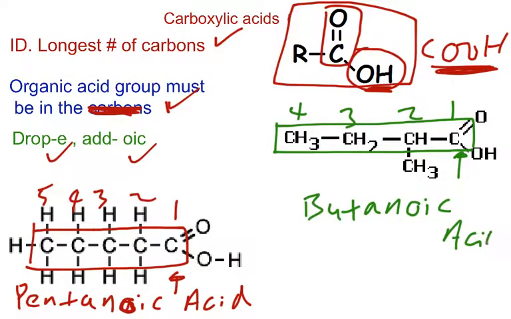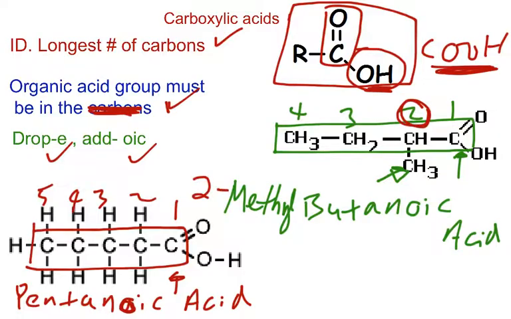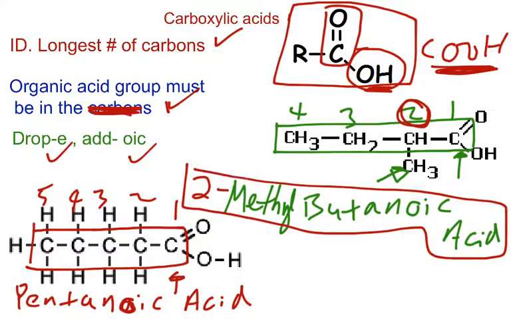acid. But we're not quite done here, because we notice we have a one carbon branch hanging on the side, which will be a methyl group. So we say methyl butanoic acid. And what carbon number is that methyl group hanging off of? Yes, it's hanging off of carbon number 2. So we simply say 2-methyl butanoic acid. And that's the name of that guy over there, and you're done.